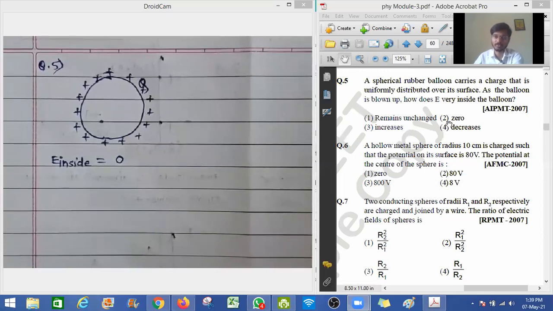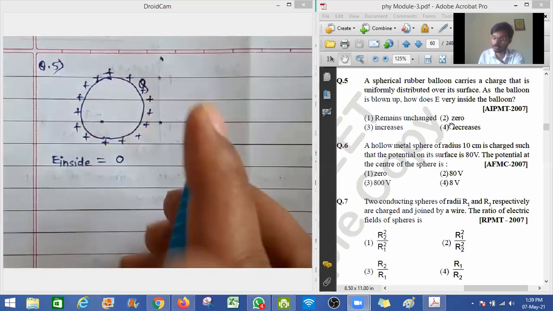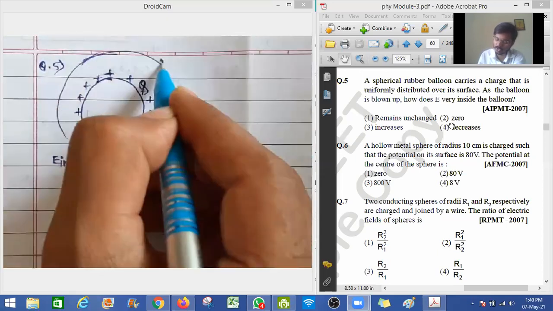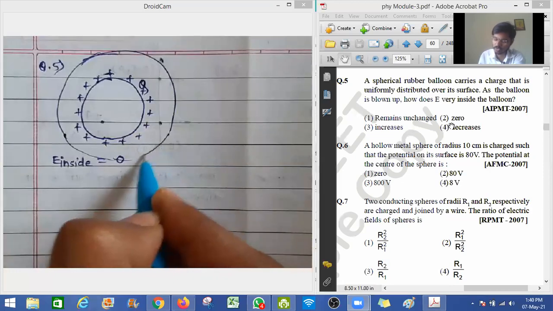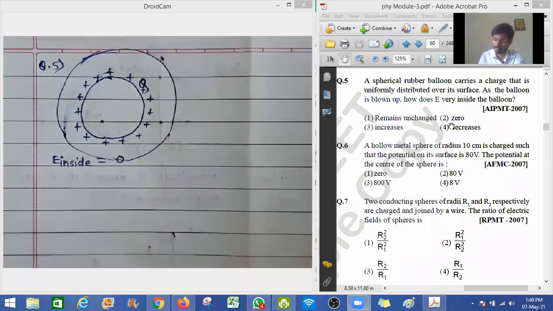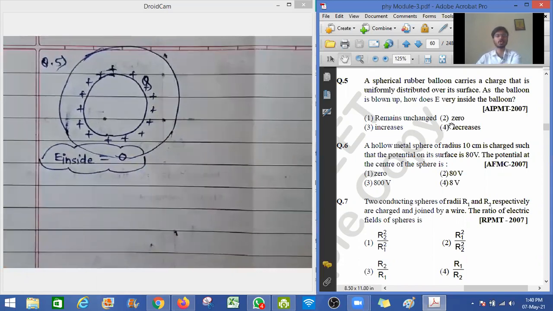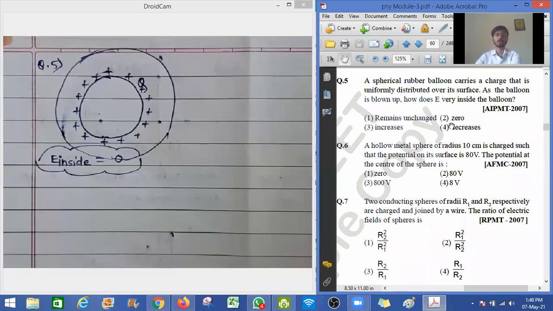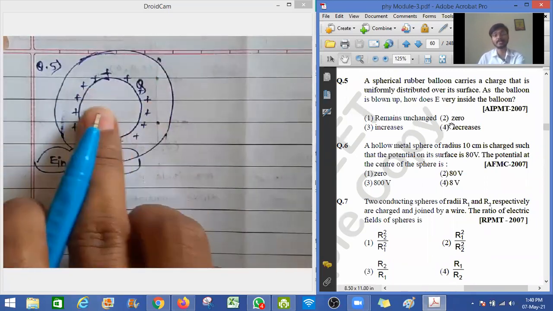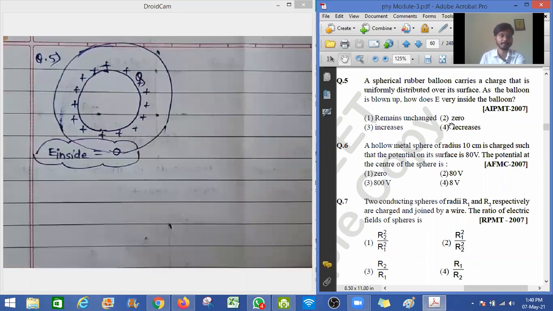Sir, if the inside field anywhere is going to be 0, now if we blow this balloon, what will happen? Its surface area will increase, but still the charge distribution will be uniform. And if the uniform charge distribution is there, anywhere inside the field is going to remain 0. So here, simply with the help of thought, you will choose option number 2. No calculation required. A simple thought of spherically uniform charge distribution: anywhere inside, electric field is 0. That will complete question number 5.